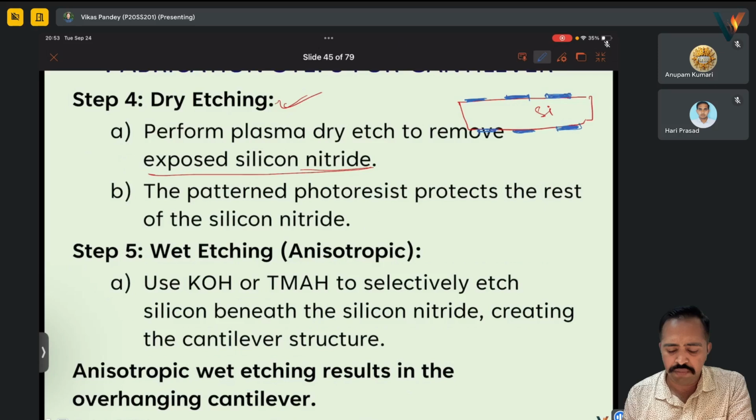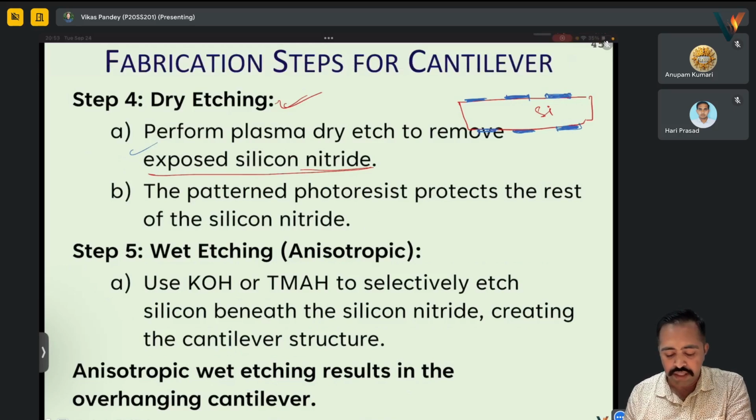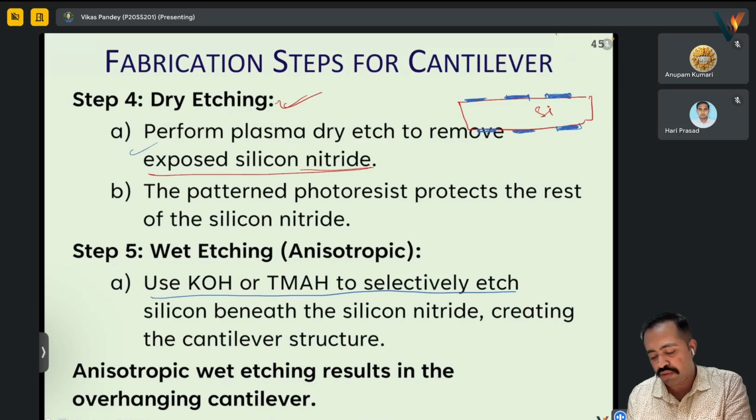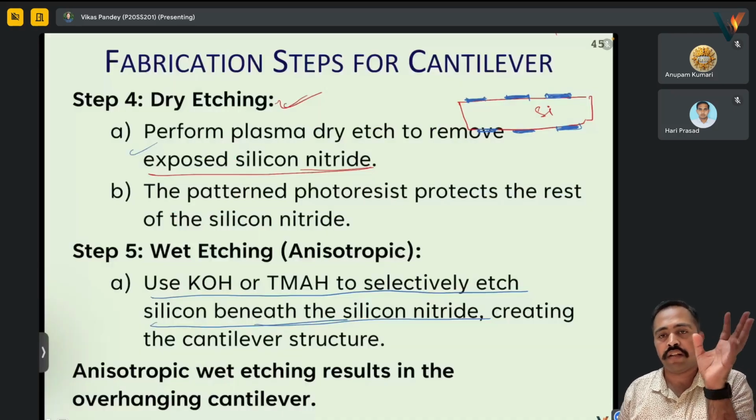So we perform plasma dry etch. We will discuss dry etching in the next week. Okay. Then the next part, relevant for what we are doing now, is to use KOH or TMAH to selectively etch silicon beneath the silicon nitride. It will be dipped inside, and we know that silicon nitride acts as a mask for silicon in TMAH etch.